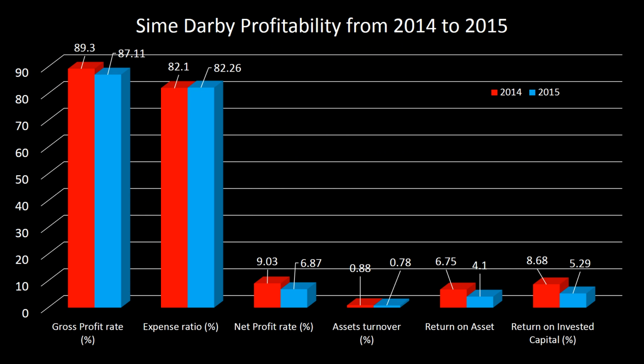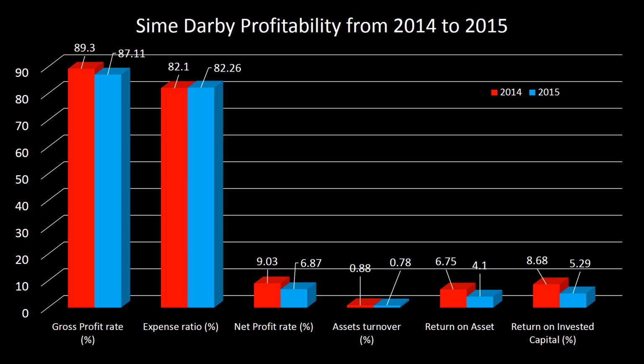The gross profit rate of the business has decreased by 2.19% from 2014 to 2015, and this is mainly caused by a high increase of cost of revenue. Besides, there is an increase in expense ratio by 0.16%. Even though the total operating expenses have decreased, the sales have decreased more. Thus, it causes the expense ratio to increase.